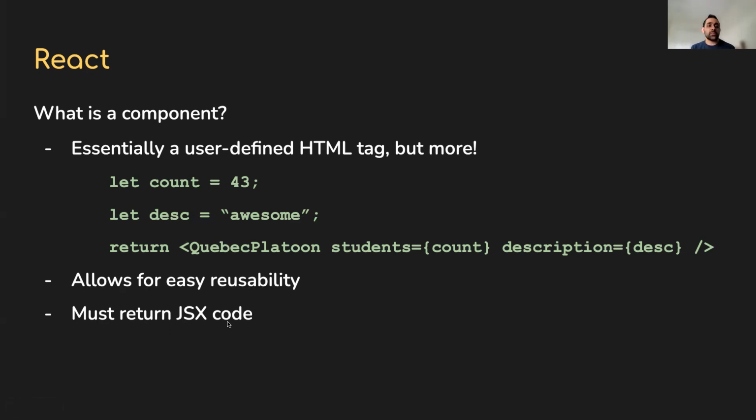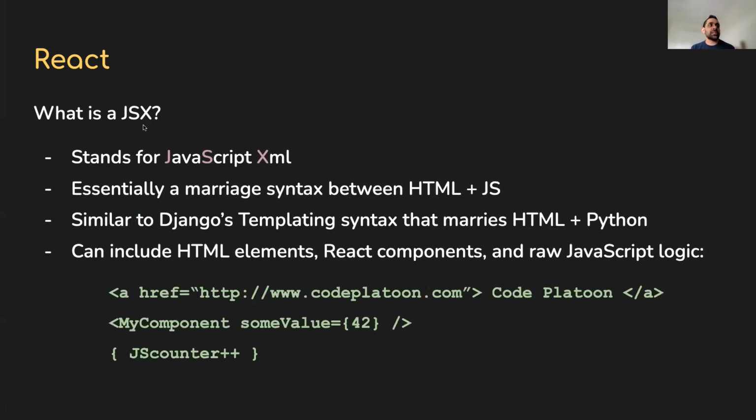Now, you guys might be asking, well, what is JSX? Probably a good question. JSX stands for JavaScript XML. This is something that I describe as a marriage syntax between HTML and JavaScript. Now, we've kind of seen this already when we were working with Django. So you remember Django had a templating syntax that basically married HTML and Python together, right?